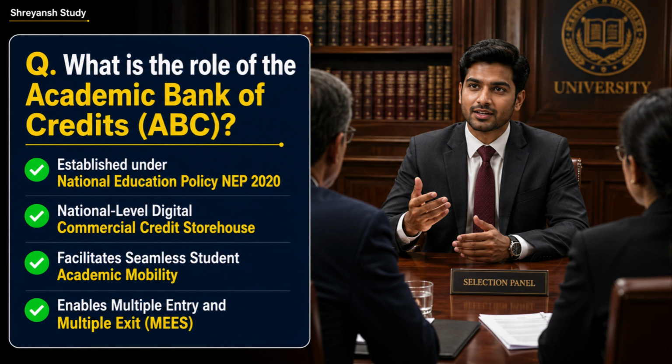Sir, established under NEP 2020, the Academic Bank of Credits, ABC, is a national-level digital facility that acts as a credit storehouse. It digitally stores academic credits earned by students from recognized higher education institutions. This directly facilitates student mobility by enabling seamless multiple entry and multiple exit, MEME, options, allowing students to drop out and re-enter higher education without losing academic progress.